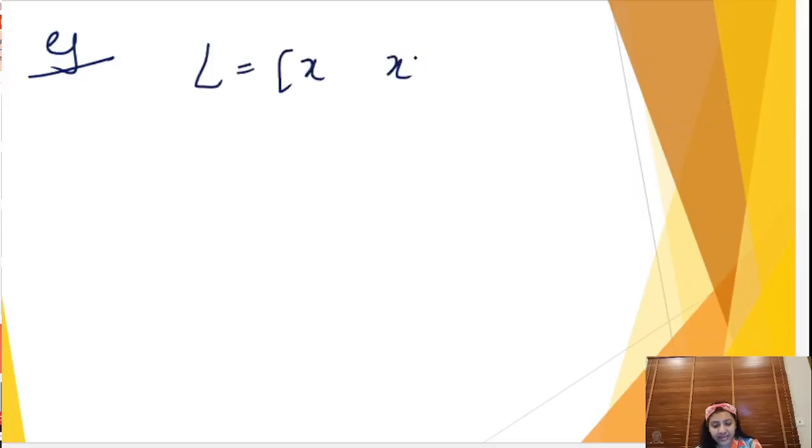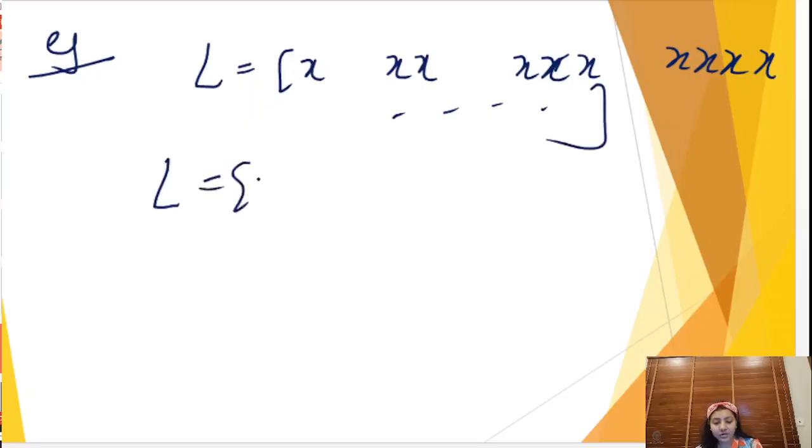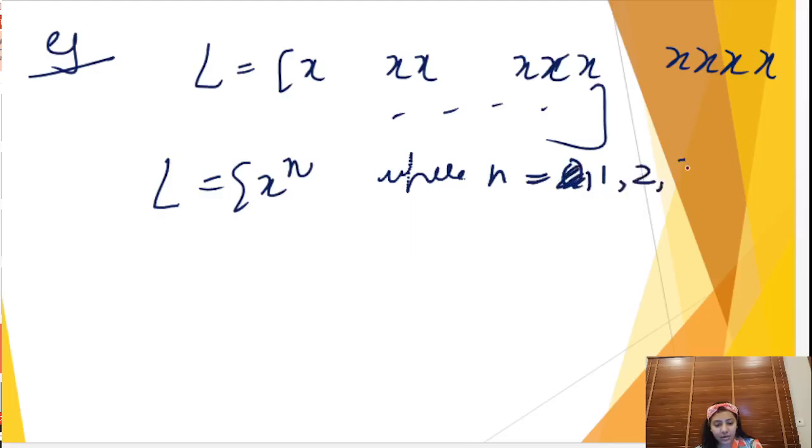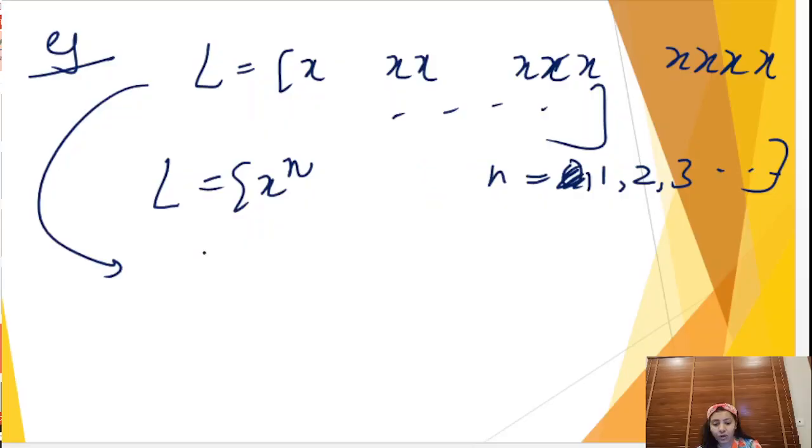Now the same language can be represented by different regular expressions, right? For example, if I have a language as X, double X, triple X, 4 times X and so on. So what is this language? This language is X raised to the power n, where n is starting from 1, not 0: 1, 2, 3 and so on. So if I have to represent this language as a regular expression, what can I do? I can simply represent it like x plus, right? This is representing this language only, no lambda should be there, and x plus is representing this.